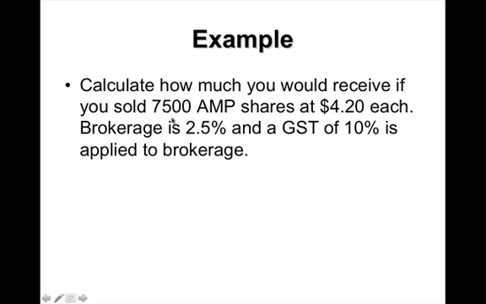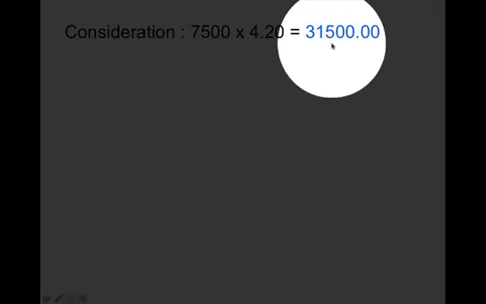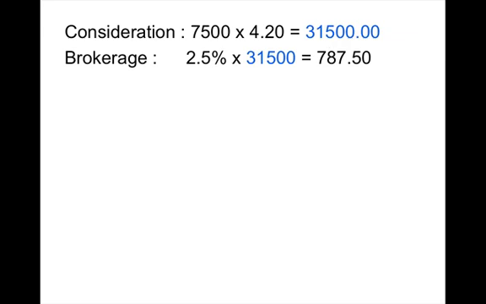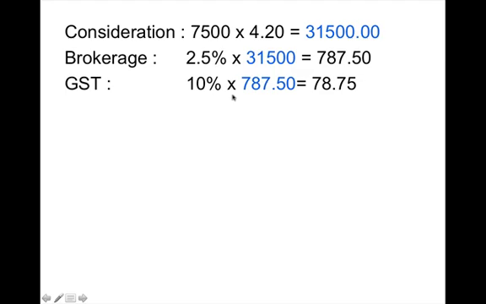Calculate how much you would receive if you sold your 7,500 AMP shares at $4.20 each. Your brokerage is 2.5%, and you've got a 10% GST. So you're selling 7,500 shares, $4.20, 2.5%, 10% GST. So once again, write down consideration, which is 7,500 times $4.20, gives you $31,500. Your brokerage is 2.5% times your $31,500, which gives you $787.50. Then your GST is 10% times 787.50, which gives you $78.75.